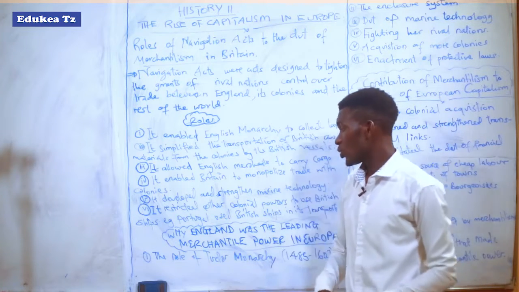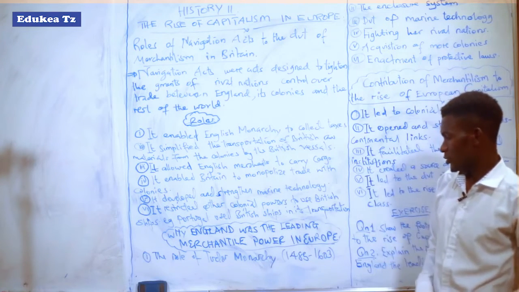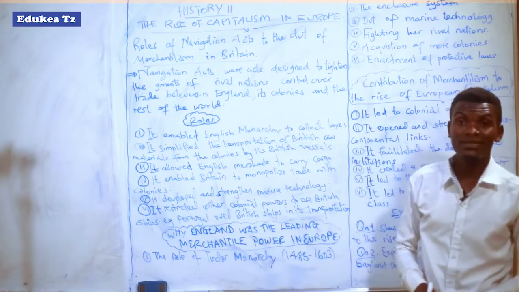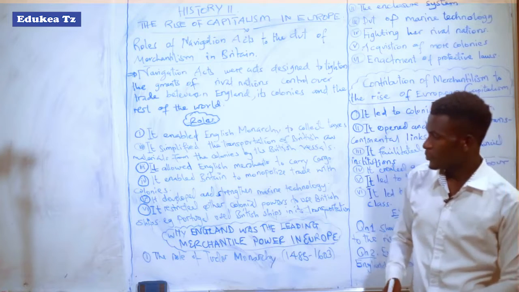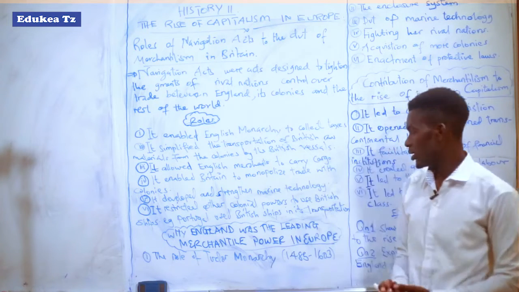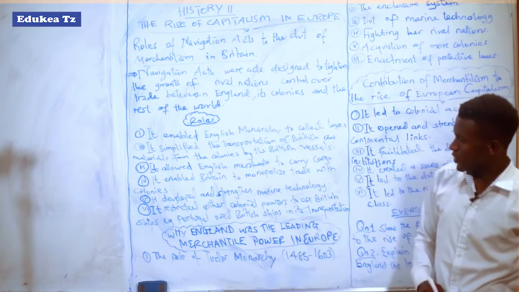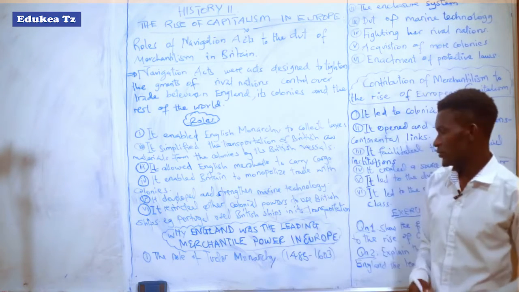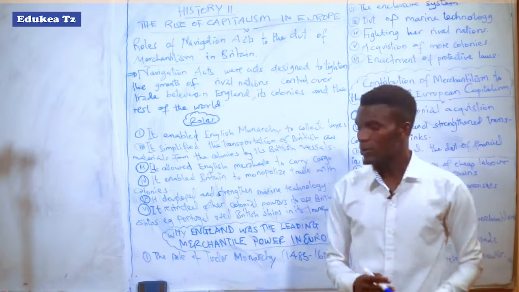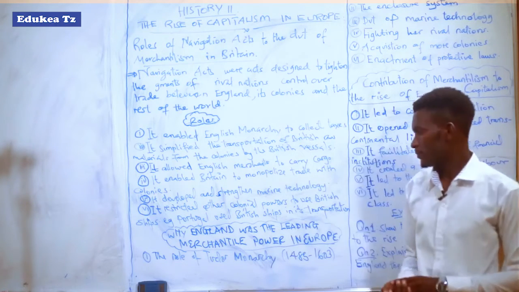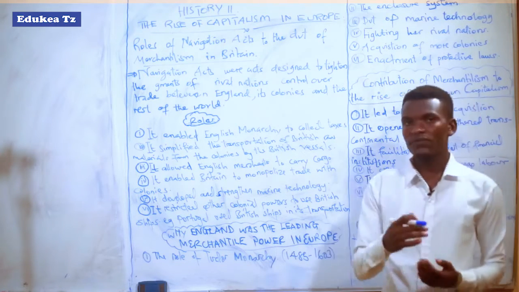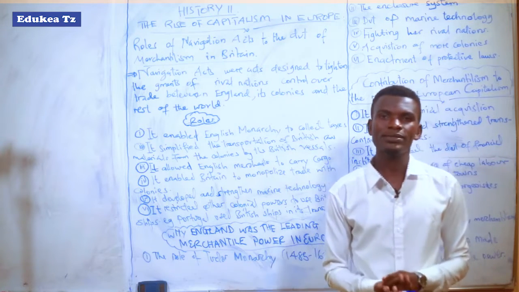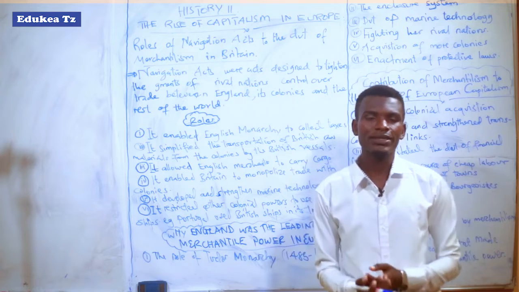The first reason was the role of Tudor monarchy. The role of Tudor monarchy gave the English government the chance to conduct mercantilism, through provision of security to the merchants in conducting their activities.